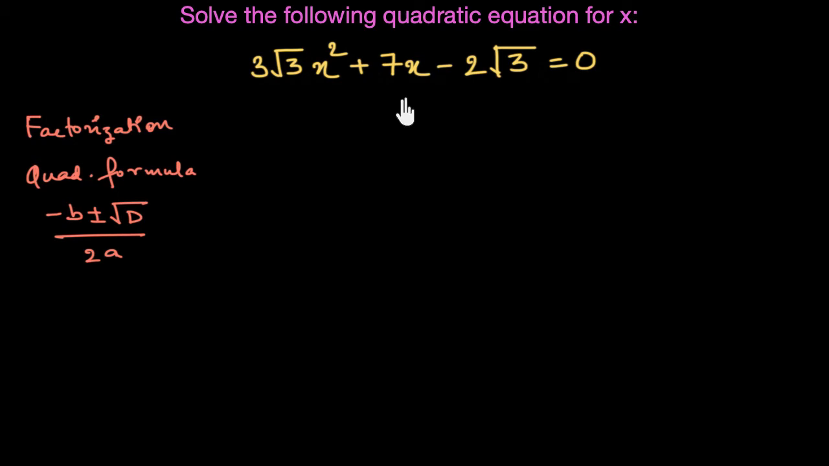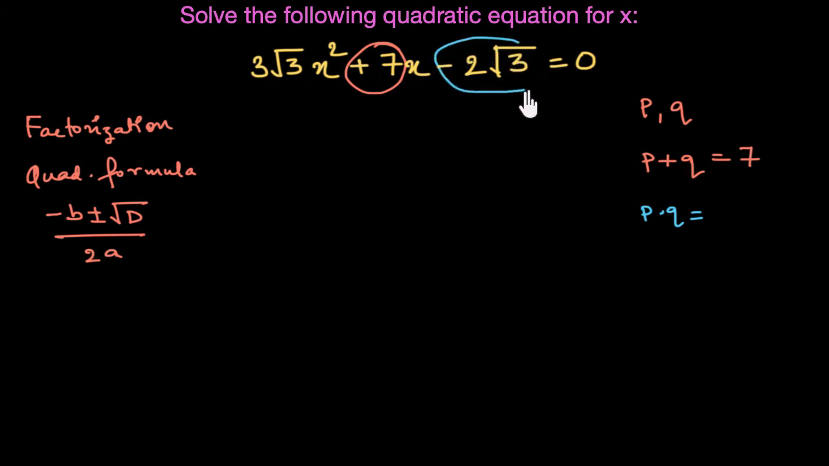So the next step is to look for splitting the middle term in order to factorize it. By splitting the middle term, I mean we are looking for two numbers. Let's say the numbers are p and q, such that their sum is equal to the coefficient of x, that is positive 7, and their product, p times q, is equal to the product of this constant value and the coefficient of x², that is 3√3 times −2√3.